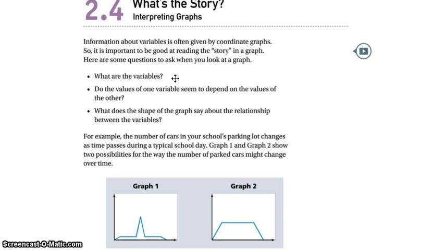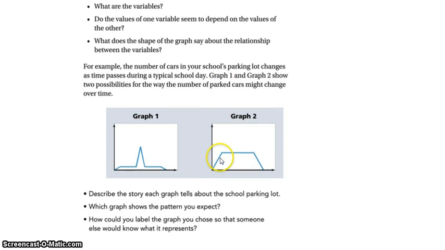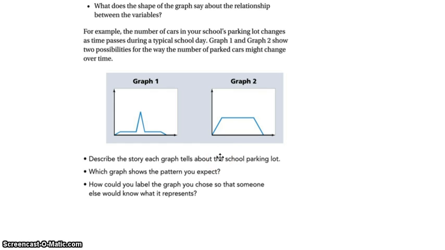Does one of the values depend upon the value of the other? And if so, that variable is our dependent variable. Okay, and then the next thing we look at is, does the shape of the graph say anything about the relationship between the variables? All right, so we're going to take a look at these two graphs on page 47. Both of these graphs show a parking lot at a school during the school day.